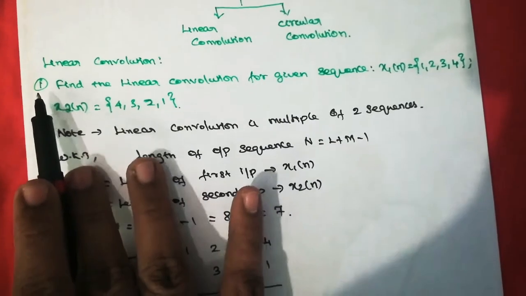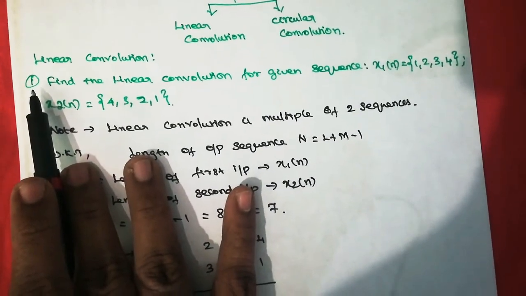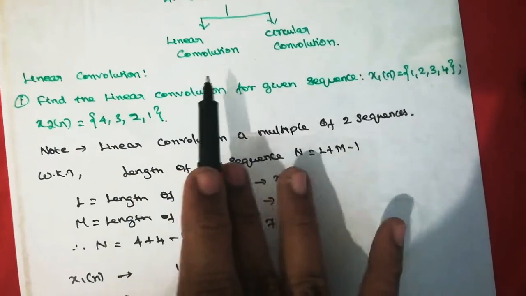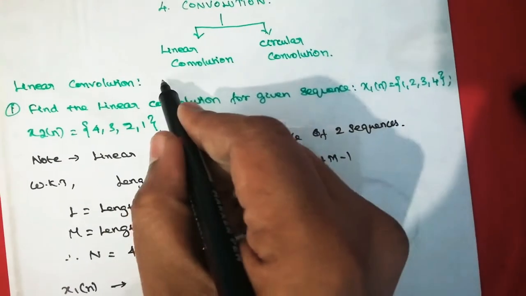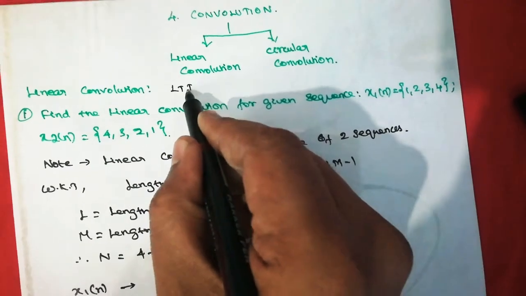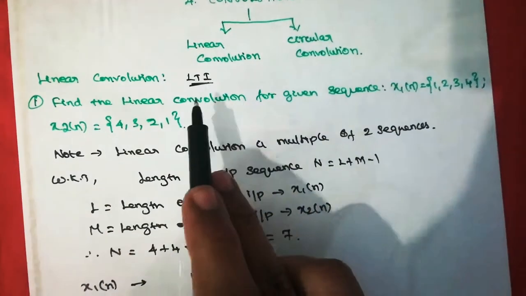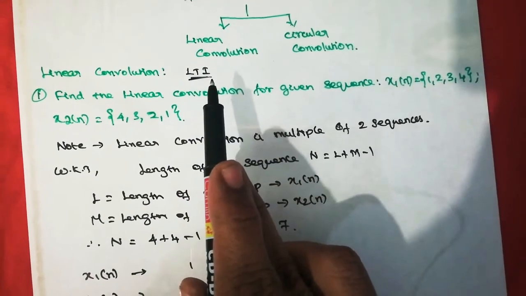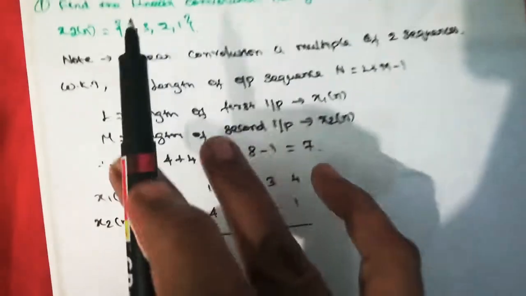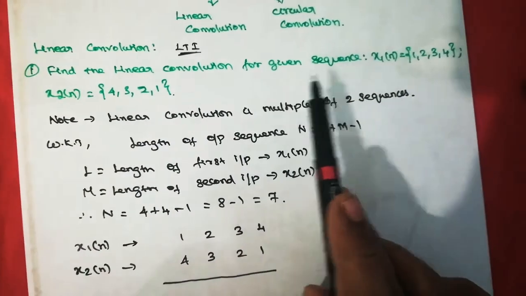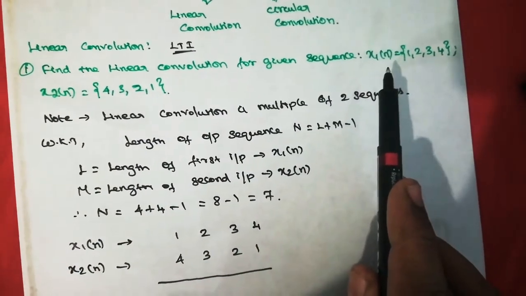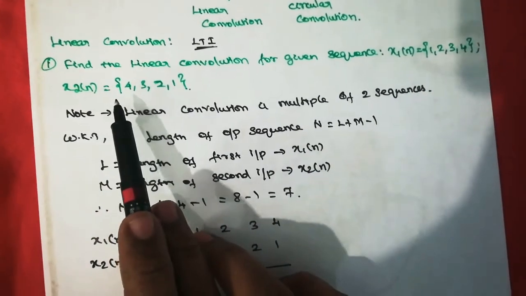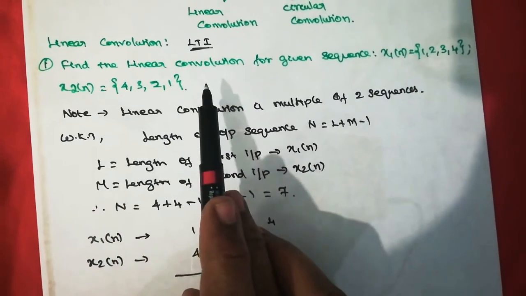So first, linear convolution problems. Linear convolution is a powerful technique to analyze an LTI system, that is, a linear time invariant system. Look at this problem. Find the linear convolution for the given sequences x1 of n equal to 1, 2, 3, 4, and x2 of n equal to 4, 3, 2, 1.